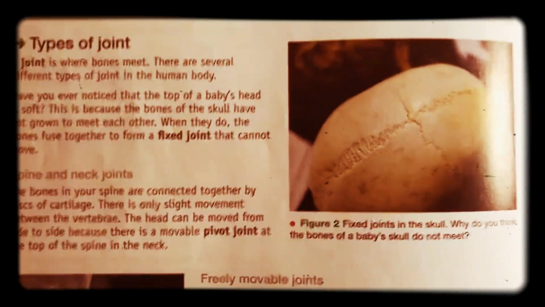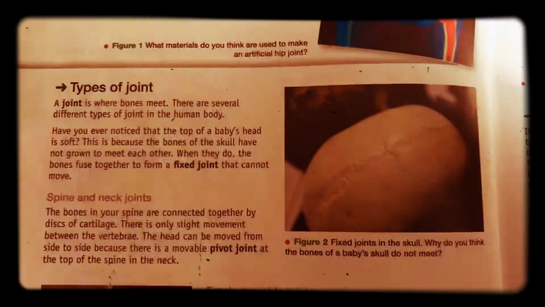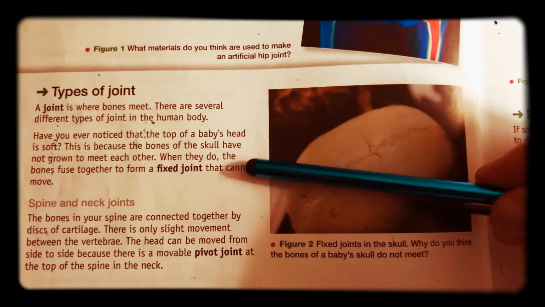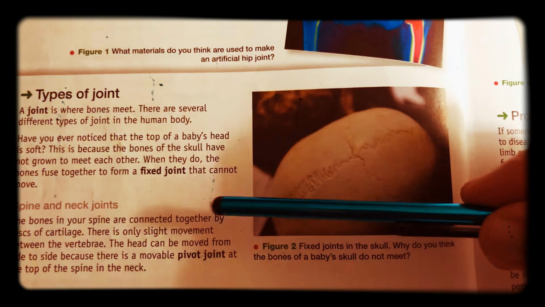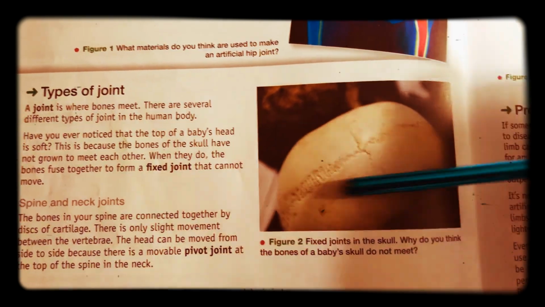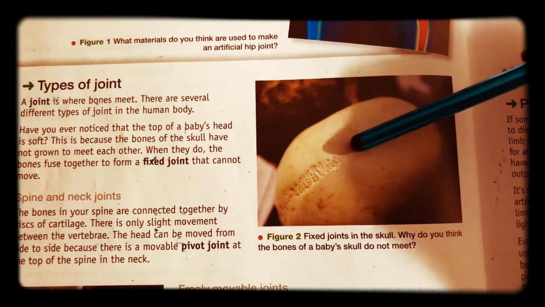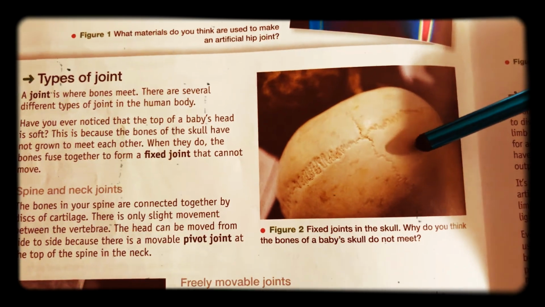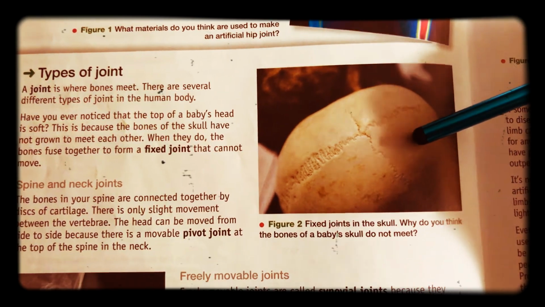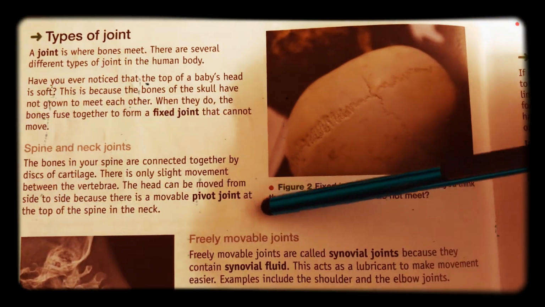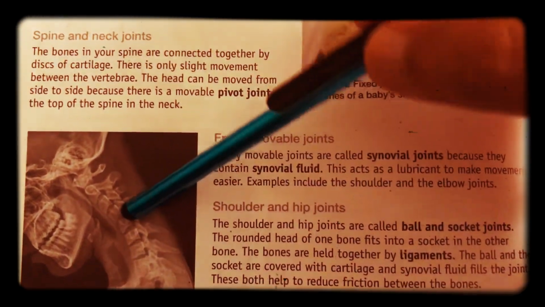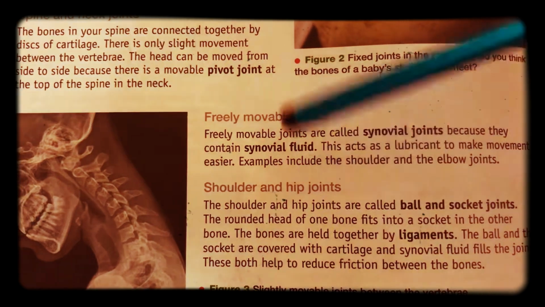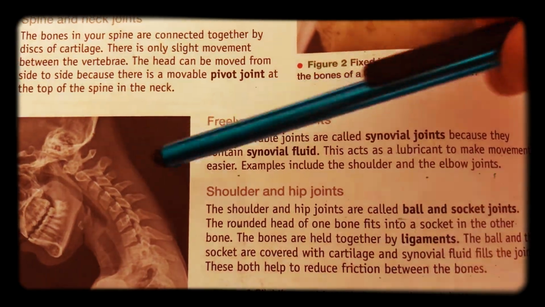Types of joints. We've got fixed joints where the bones meet. With fixed joints, the bones cannot move. An example of that is the skull, fixed joints in the skull. And then you've got spine and neck joints, so those are pivot joints. See the pivot, a little pivot there. There are movable joints right at the top of the spine.